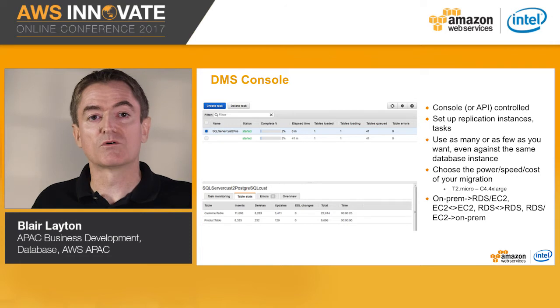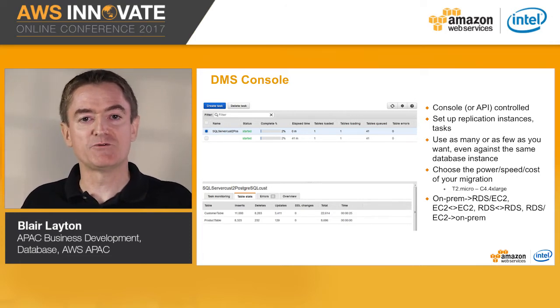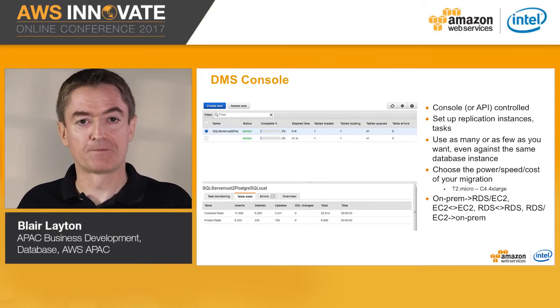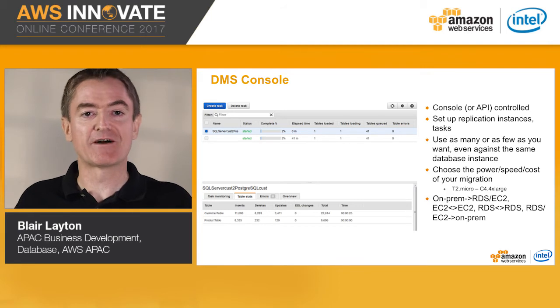Now, for the important rules. You can migrate from on-prem to RDS and EC2, from EC2 to EC2, RDS to RDS, and RDS or EC2 to on-prem. What you can't do is on-prem to on-prem migrations. So there has to be an AWS somewhere in the migration path.